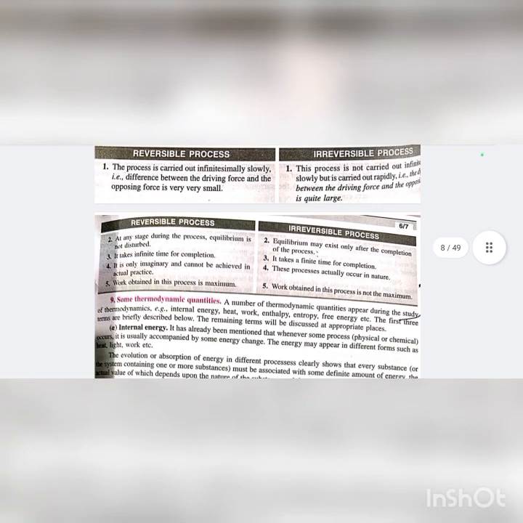Irreversible, the process is not carried out infinitesimally slowly but it is carried out rapidly. Reversible process, at any stage during the process equilibrium is not disturbed. Irreversible process, equilibrium may exist only after the completion of the process. It takes finite time for completion, reversible, while it takes infinite time for completion of irreversible.